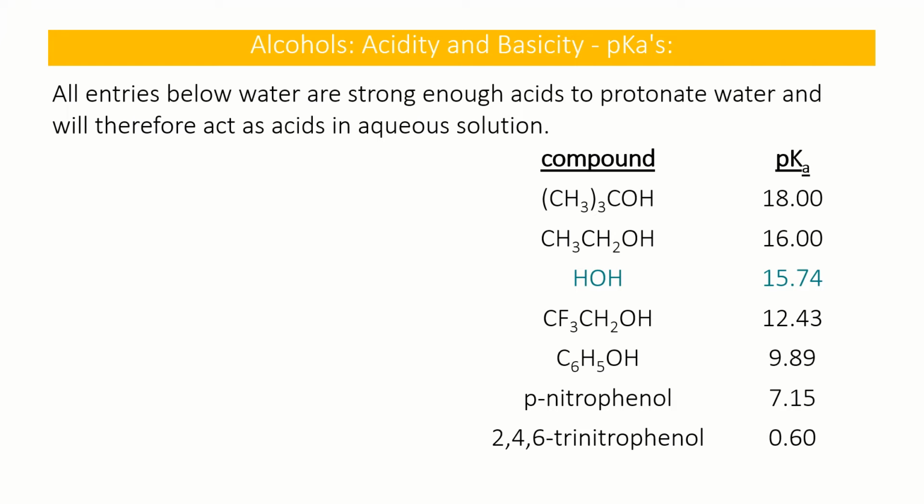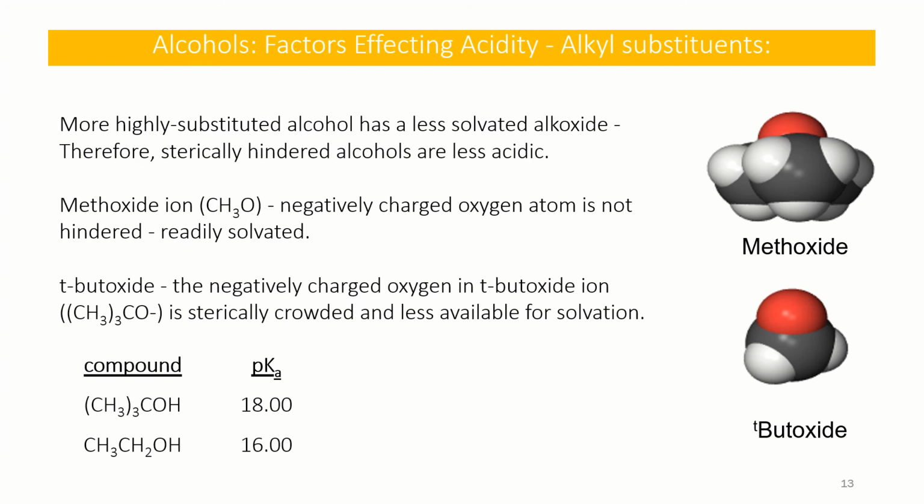Note that as we move down this group, there's an increase in acidity. And the question is why? Well, let's look closer at the butanol and compare it to, for example, ethanol. With butanol, we have a large species. So this is tert-butanol. This is a tert-butoxide.